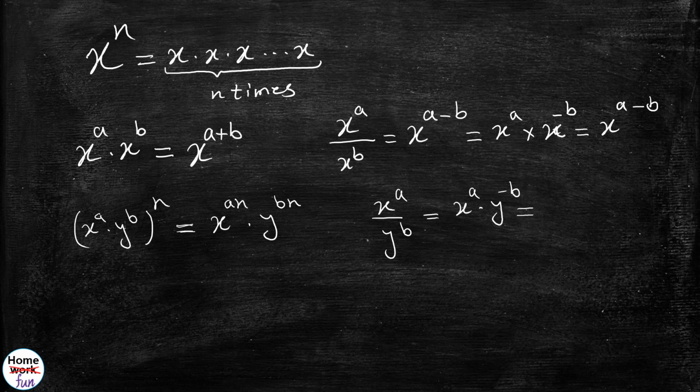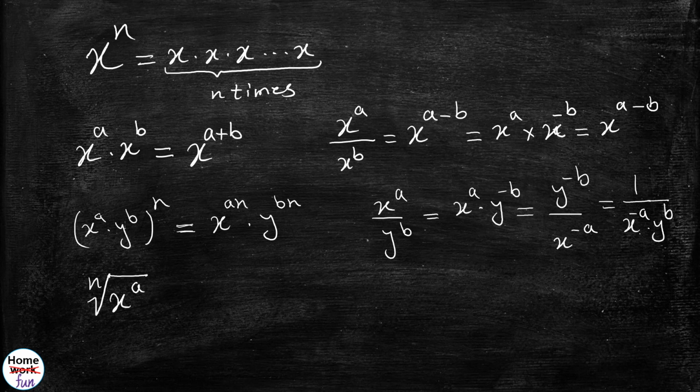I can even bring x to the bottom and say y to the power of negative b over x to the power of negative a. Or bring both of them down and say 1 over x to the power of negative a times y to the power of positive b. And now we arrive at the concept of root. So x to the power of a, taking the nth root of that, means you divide the exponent of x by n. So x to the power of a over n.